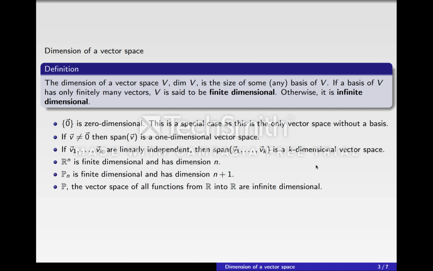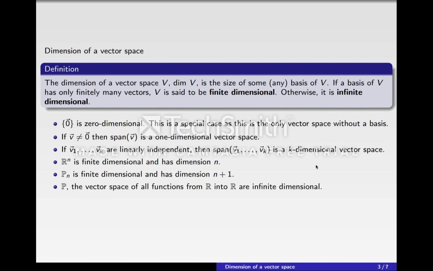Okay, so now we're going to talk about the dimension of a vector space. From the previous slides, we know that if you got a vector space, any basis of that vector space has to have the same size. And so we define the dimension of vector space V as the size of some, or equivalently any, basis of V. If a basis has only finitely many vectors, then we say that V is finite dimensional. If a basis has infinitely many vectors, then we say that V is infinite dimensional.